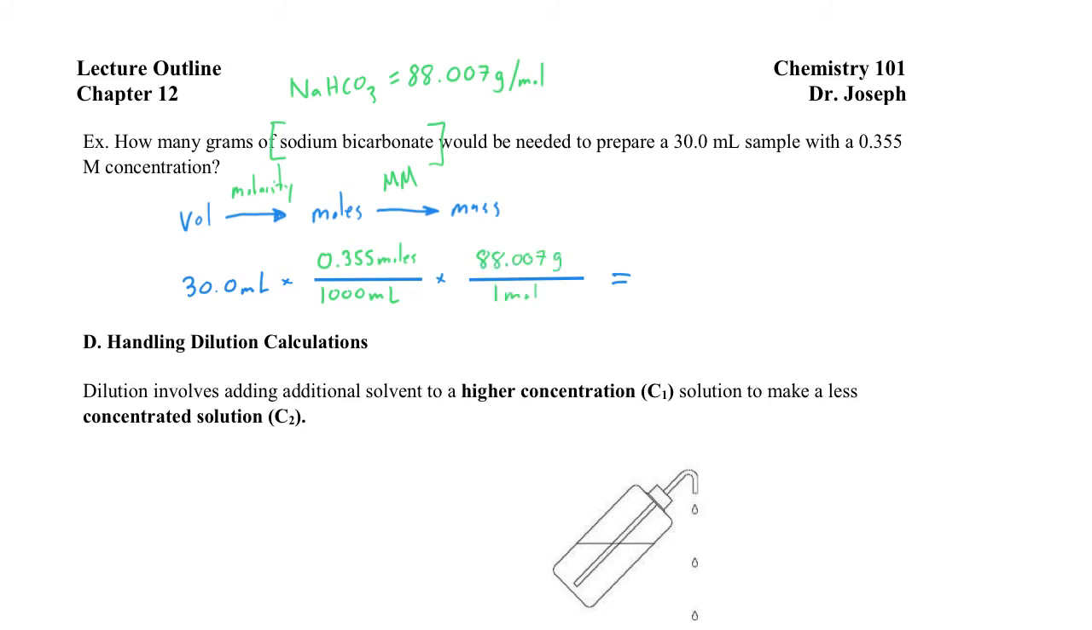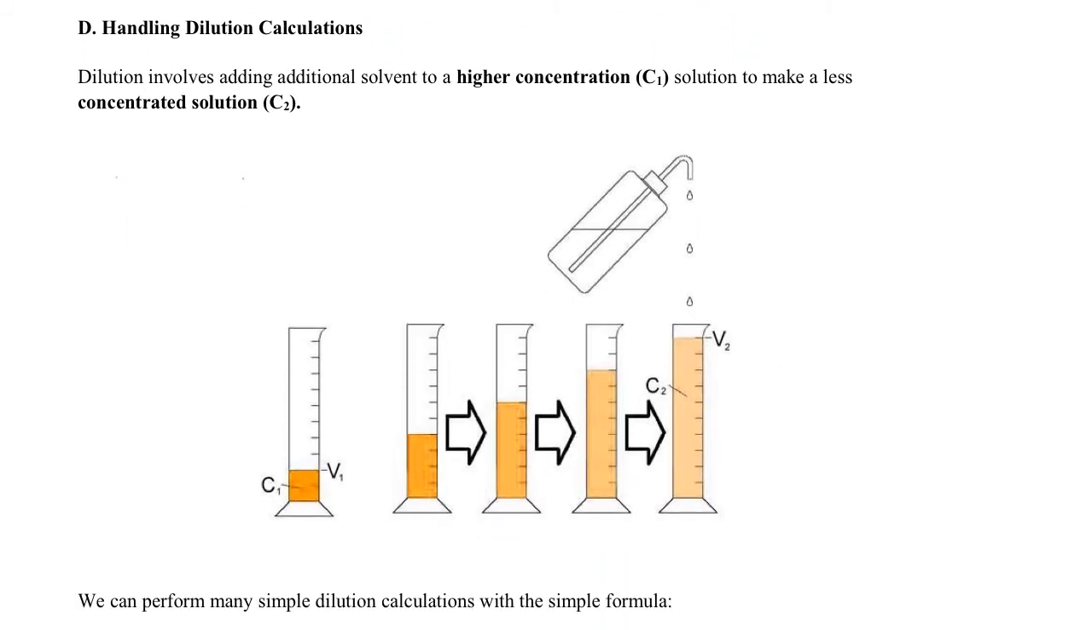If we plug all of this into the calculator, we get 0.937 grams. So if you got that right, great job. Let's go on to the next section, which is handling dilution calculations.